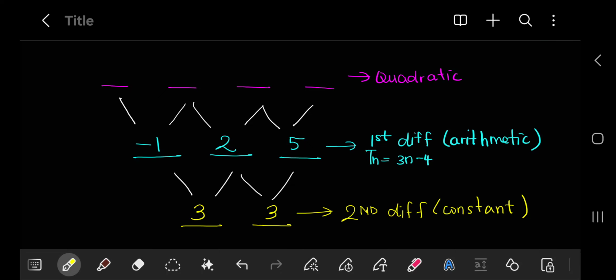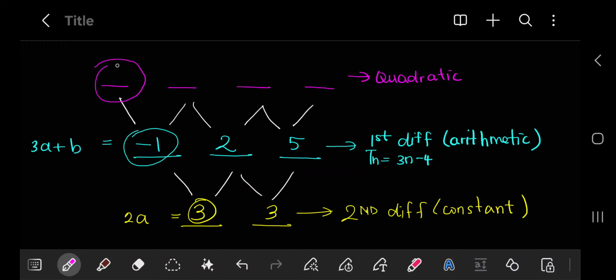Now, remember that when you are calculating the general term for quadratic, we generally work from the bottom up, and we take the first term in our second difference and equate it to 2a. We take the first term in the first difference and equate that to 3a plus b. And we take the first term in the quadratic, which right now is unknown, but we would equate that to a plus b plus c. Okay, so we always work from the bottom up.